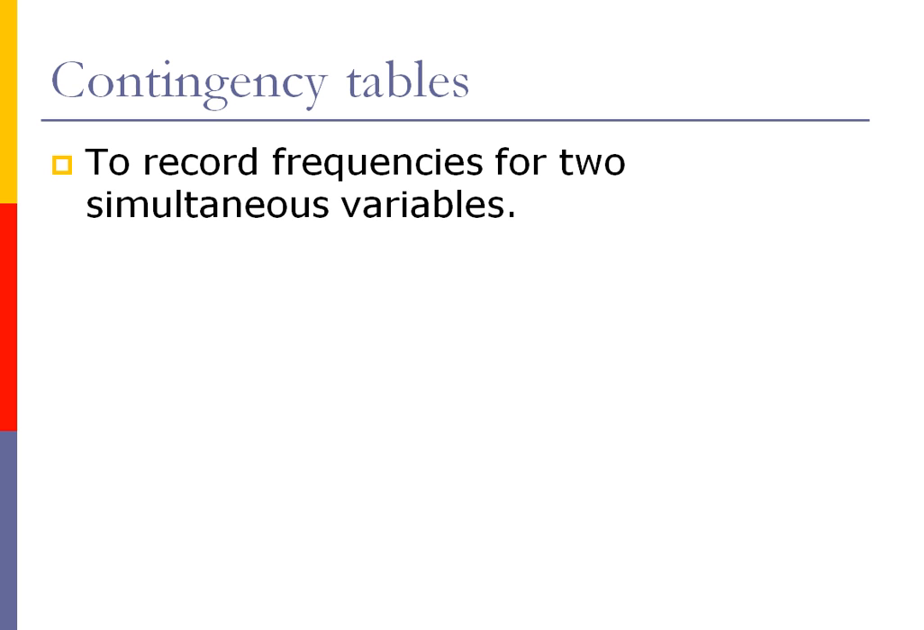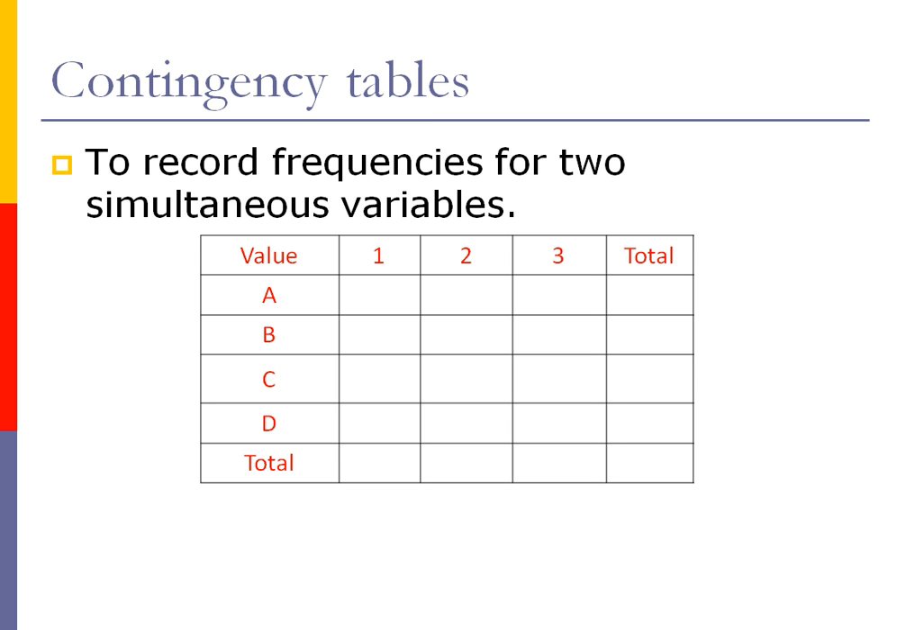So what we do is we're going to use a contingency table. So this is a table that is used to record frequencies for two simultaneous variables. For instance, let's say that we're looking at two variables. One of them can take values A, B, C, D. You can assume it's nominal or ordinal. And another one can assume values 1, 2, 3. So let's say we observe a number of members of the population, or members of the sample. We take a sample, to be more precise, and for each member of the sample we observed both the A, B, C, D variable and the 1, 2, 3 variable.